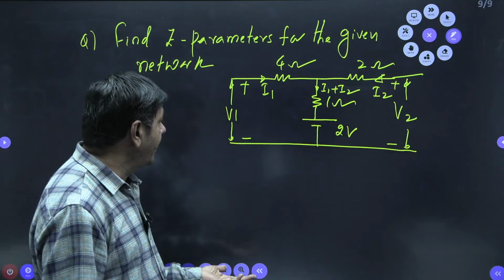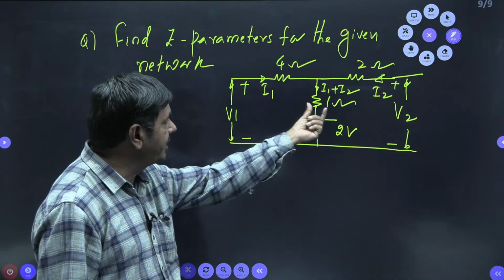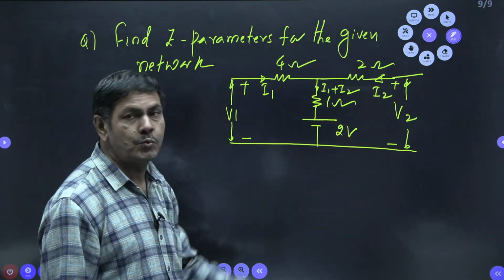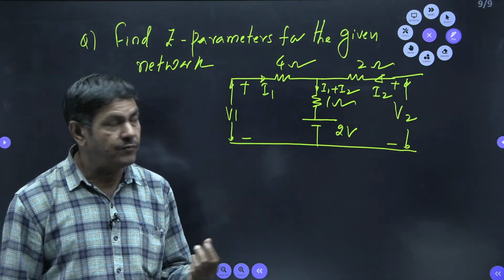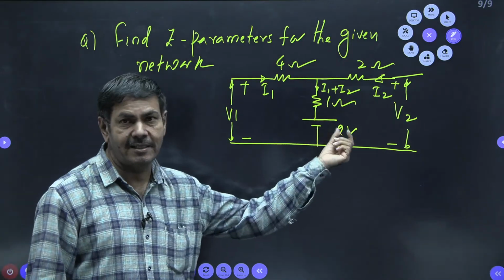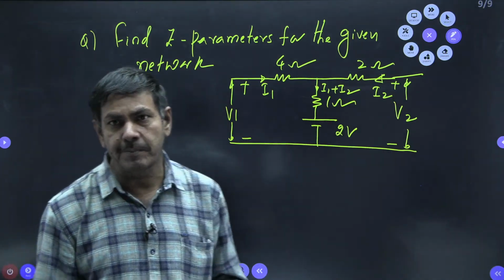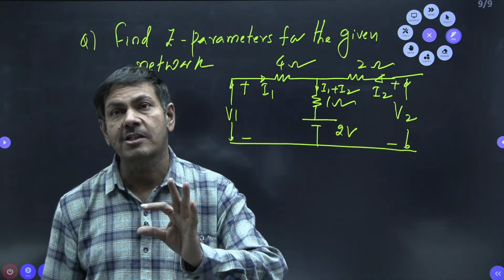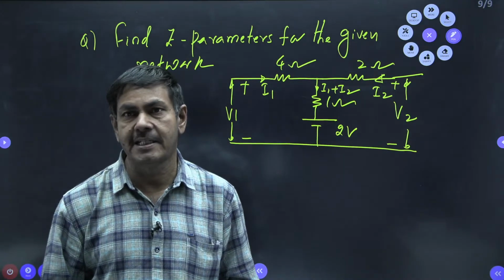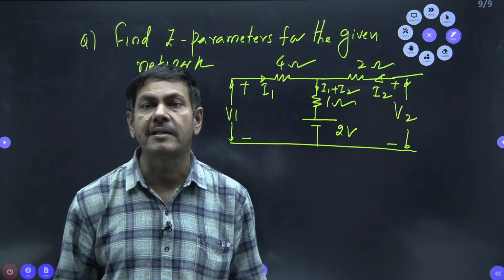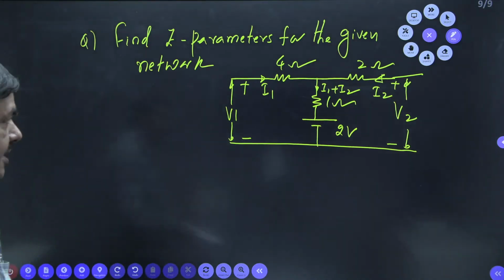If so applied, what is going to happen? V1 equals 4 into I1 plus 1 into I1 plus I2, plus 2 also possible. So the equation is going to form with some constant also. V1 equals something plus some constant. Whenever you get a constant, it is not equivalent to the Z parameters equations.